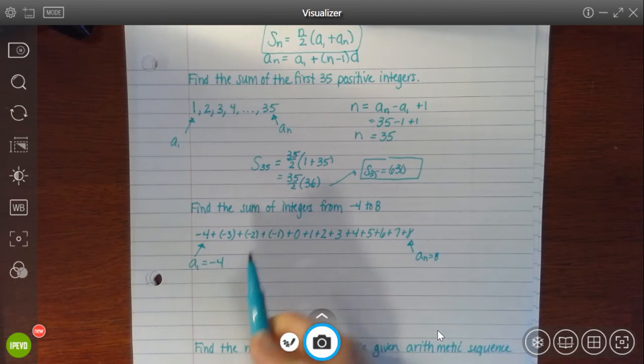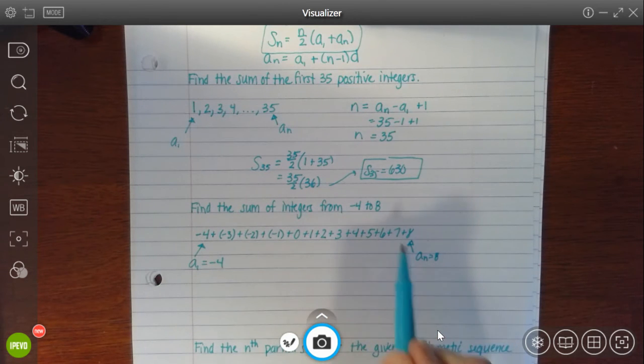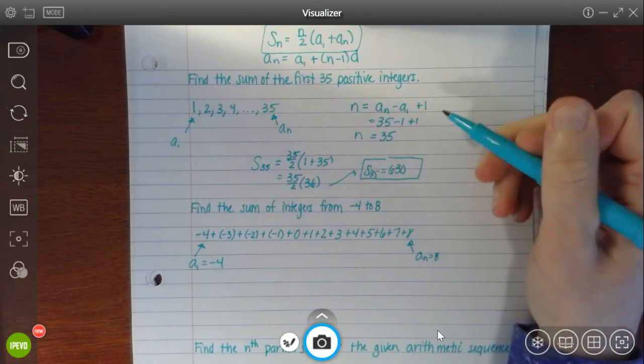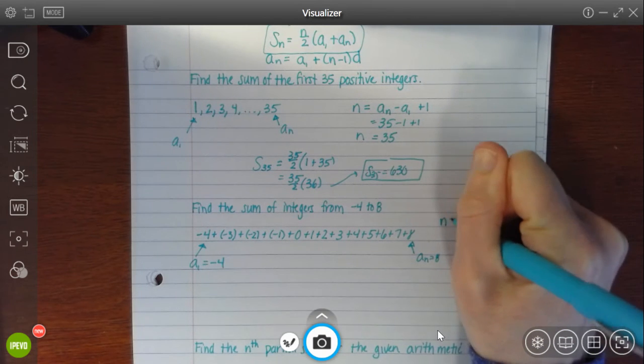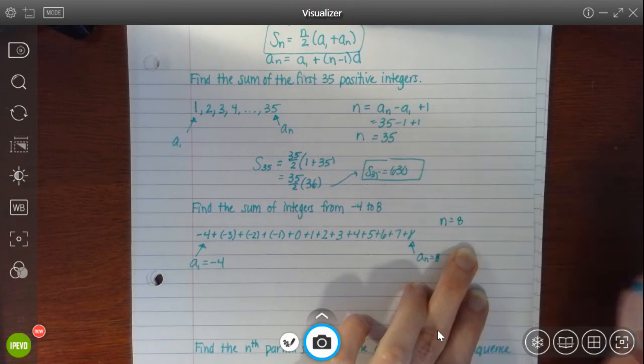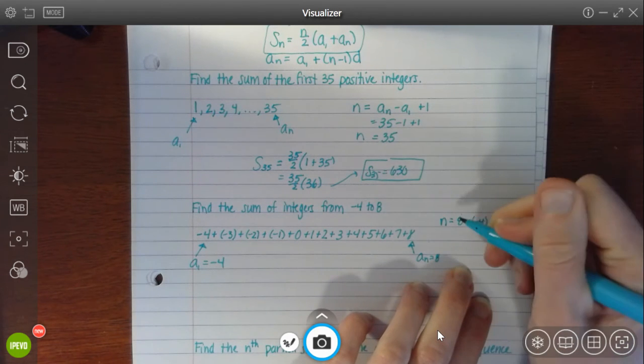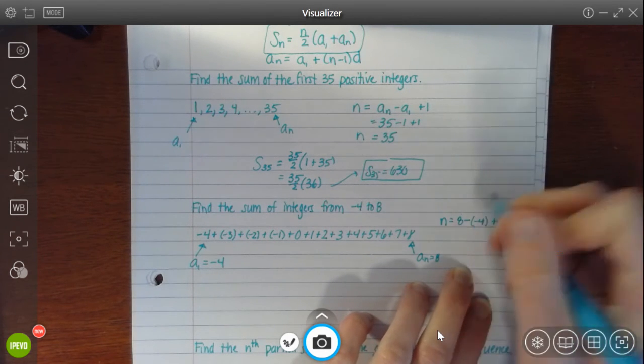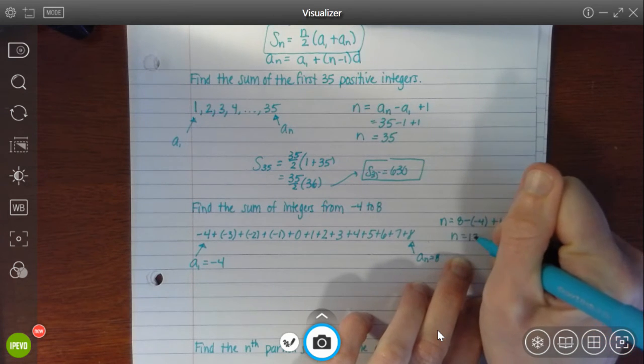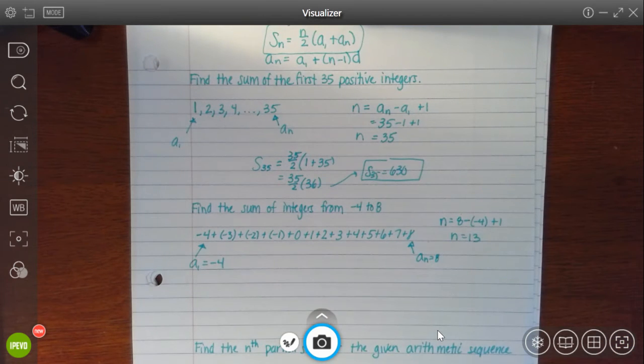And then I could expand it and count out to find out there were 13 terms, or I could use that new fancy rule. To find my number of terms, I take my last number minus my first number and then add 1. So 8 minus -4 plus 1 would tell me there were 13 terms in this sequence. And if you count this up, you'll find out there were, yes, 13 numbers there.